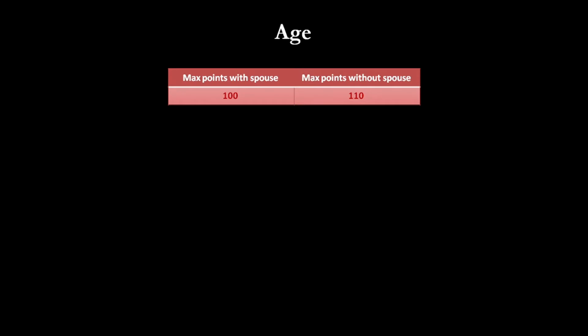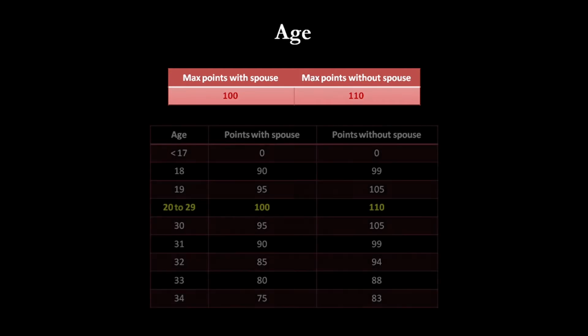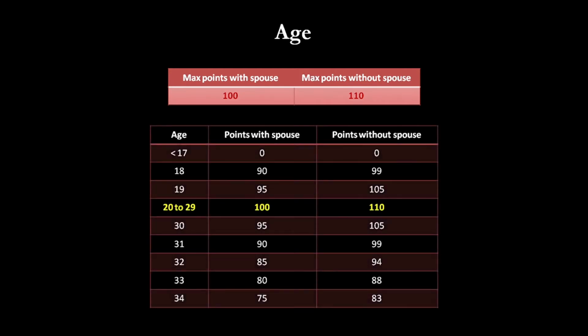In this video, I'll be considering both cases, whether you're applying with your spouse or without your spouse. So each factor will have two tabular columns, one with the points you obtain with a spouse and one without the spouse. In case of age, you obtain a maximum of 100 points with a spouse, and without a spouse you get 110. As you can see, if you are between the ages of 20 to 29, you get the maximum points for your age.